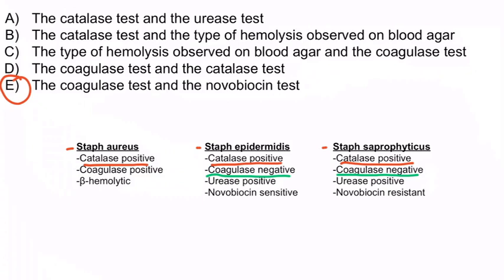So the first test that can be used to narrow down the diagnosis is the coagulase test. Next, notice that both Staph epidermidis and Staph saprophyticus are urease positive, so this test doesn't help us too much. However, the novobiocin test does help us distinguish these 2 because Staph epidermidis is novobiocin sensitive, while Staph saprophyticus is novobiocin resistant. So if you look at the answer choices again, you'll notice that every other option leaves us with an inconclusive diagnosis. If this was a difficult question, I would encourage you to go back and review the videos on Staph aureus and Staph epidermidis. Okay, that should be everything you need to know about Staph saprophyticus, which means we've concluded this section.